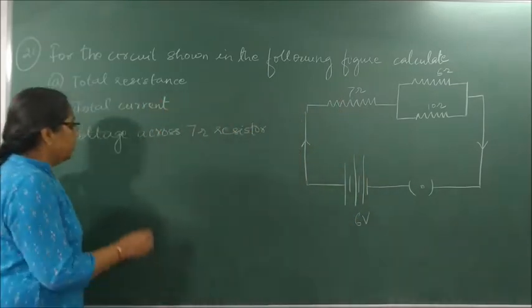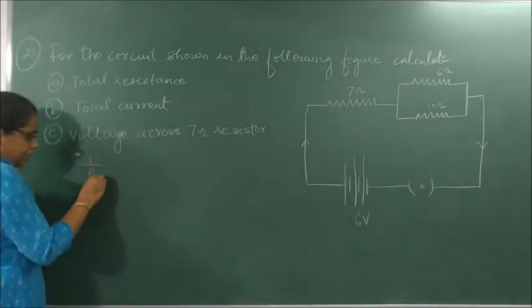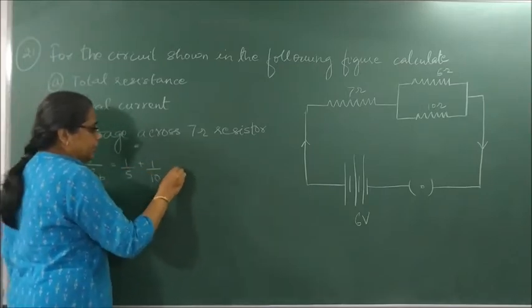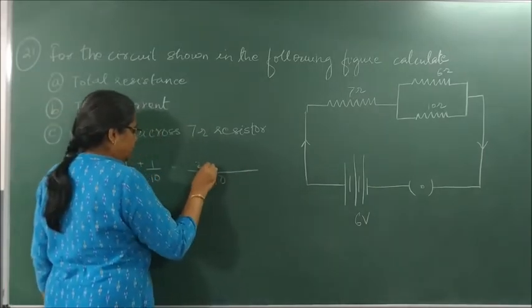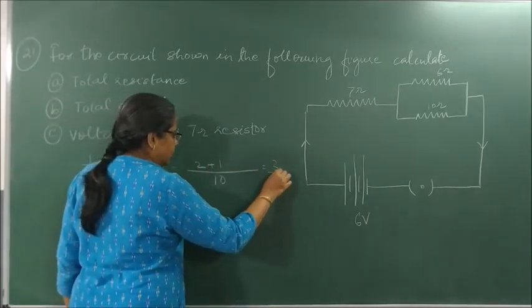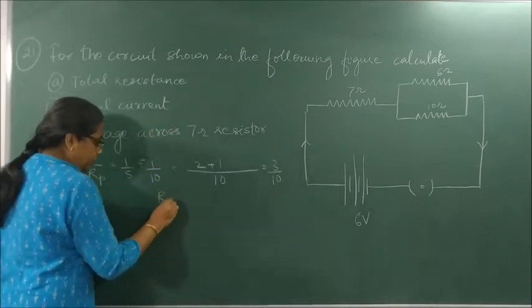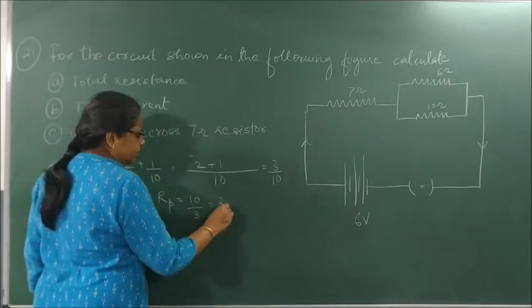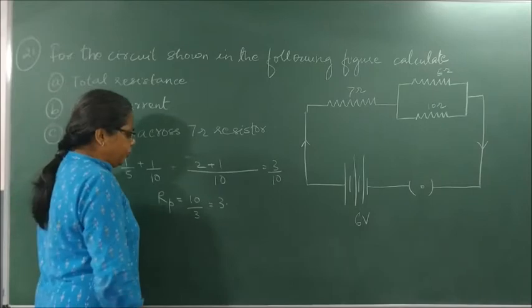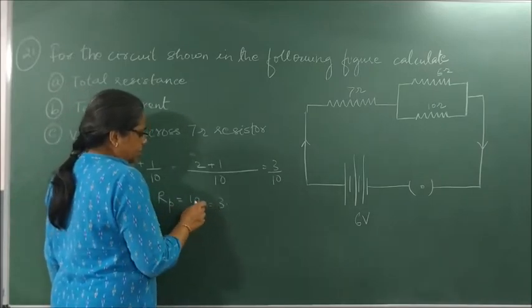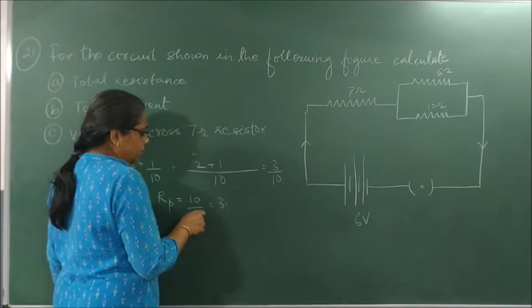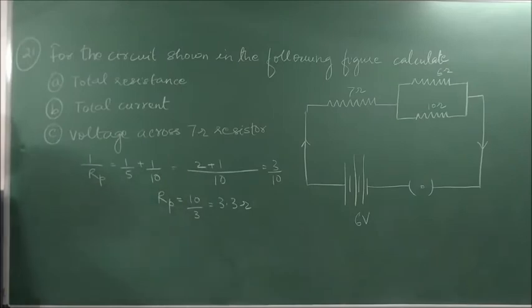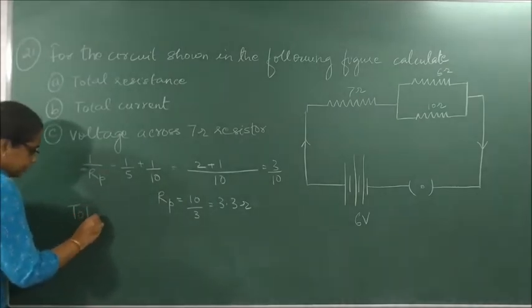So first, 1 by Rp is equal to 1 by 5 plus 1 by 10. Let us take LCM to be 10. 2 plus 1, so it becomes 3 by 10. So Rp is equal to 10 by 3, which is equal to 3.3. 3 3s are 9, 10 minus 9, 1. 3.3 ohms.